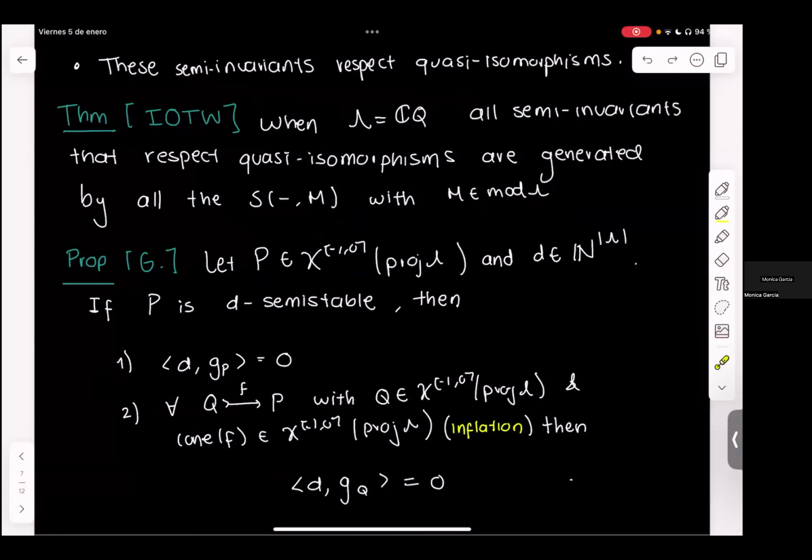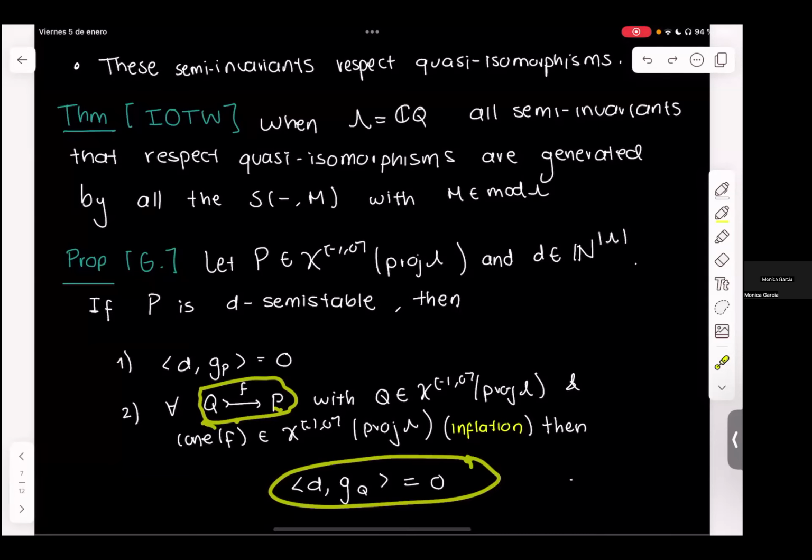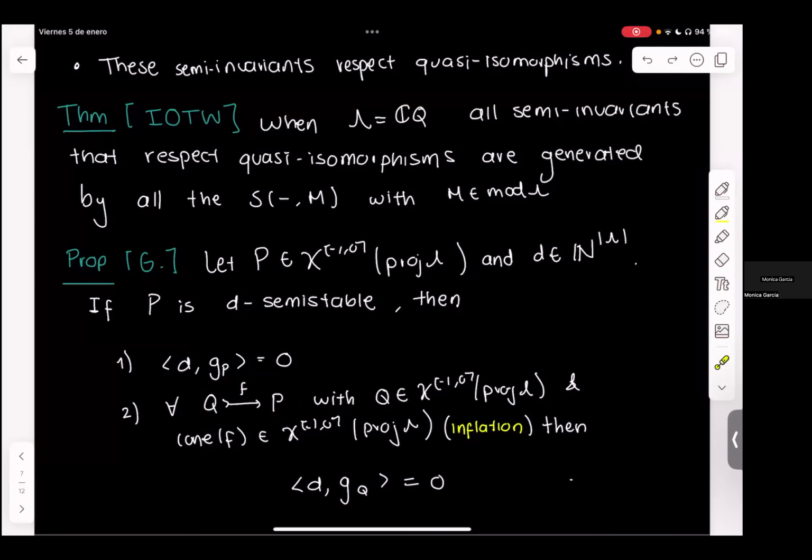So this tells us that maybe there is a notion of semistability, maybe numerical like King's stability. And we have a proposition that says that if you take a P and a delta, and P a projective presentation that is delta-semistable, that is, you can find a semi-invariant that is not vanishing over P, then delta and the g-vector of P will be orthogonal. And for all, let me say in rough terms again, sub-objects of P in the category of projective presentations, I will also have this numerical condition. I cannot go into details, but these sub-objects in this context are called inflations.